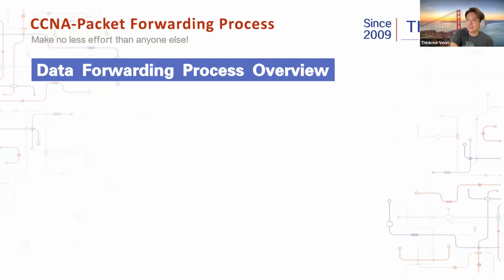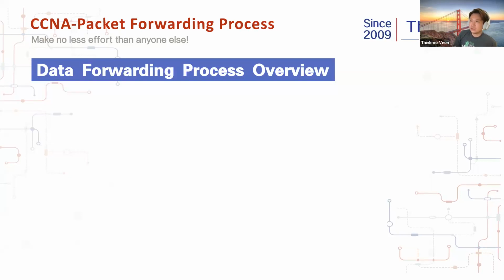So first part, data forwarding process overview. In your mind, do you have any concept of how data is forwarded if computer A wants to talk to computer B? Do you know how exactly the data flows over? For example, if you send a message to your girlfriend using Facebook chat, how is the data forwarded?